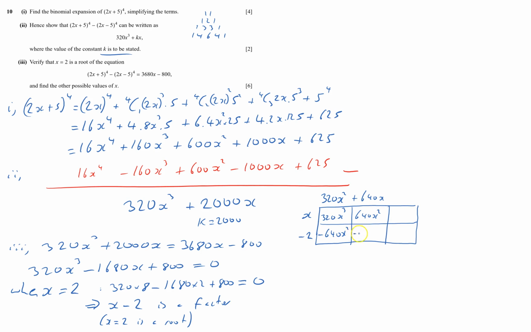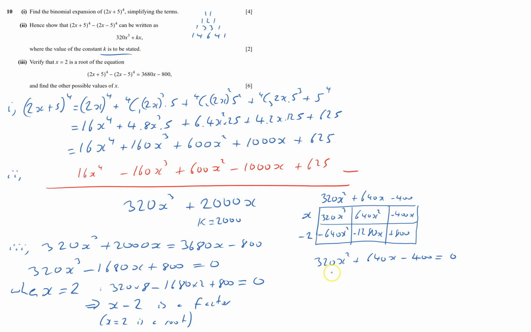But that also gives me minus 1280x. I don't want minus 1280x, I want minus 1680, so I need to have minus 400x extra. And to do that, that obviously needs to be minus 400, and minus 400 times minus 2 gives me plus 800, and that's my check, so I know I'm right. And so now I've got my other factor is 320x squared plus 640x minus 400 equals 0, because that's my other factor.